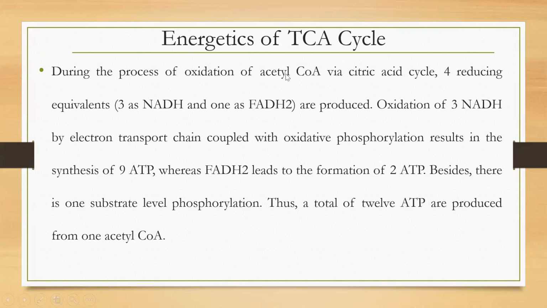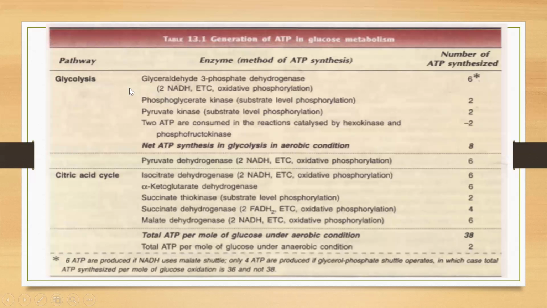Now, how many ATP molecules are produced? This is important: the energetics of the TCA cycle. We know that 3 NADH are produced in the TCA cycle, one FADH2 is produced, and one GTP molecule is produced. If we calculate the overall production of ATP, glycolysis we have already covered. Then the intermediate step is pyruvate dehydrogenase. From this, 2 NADH molecules are produced, so 6 ATP are formed at the intermediate step.